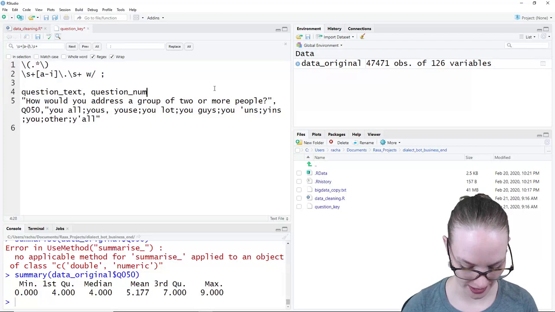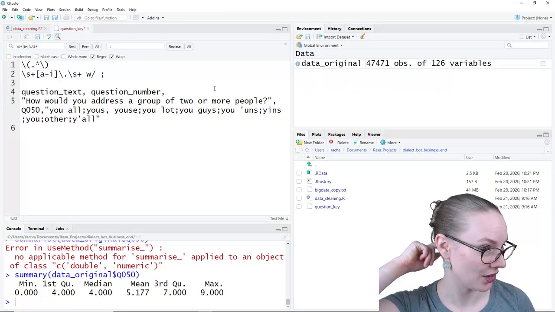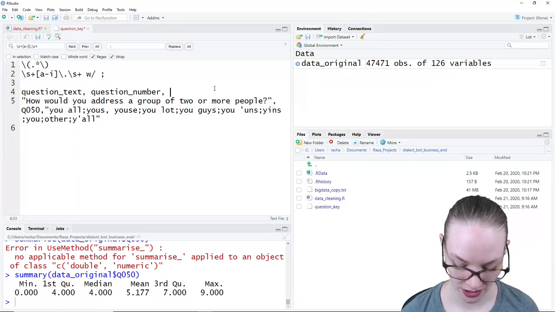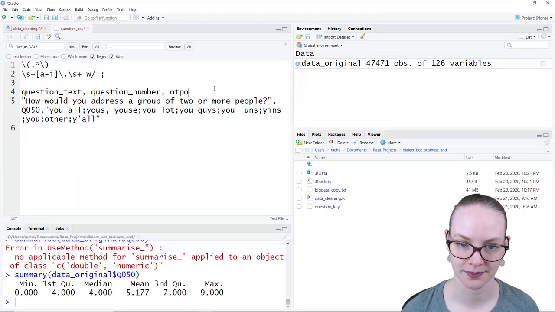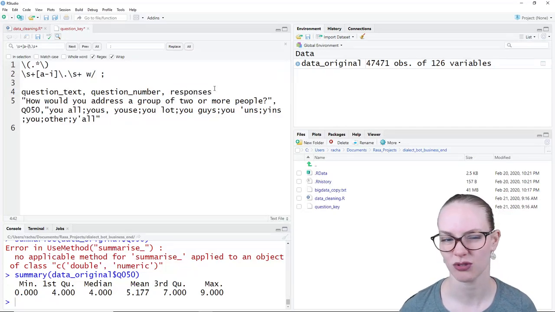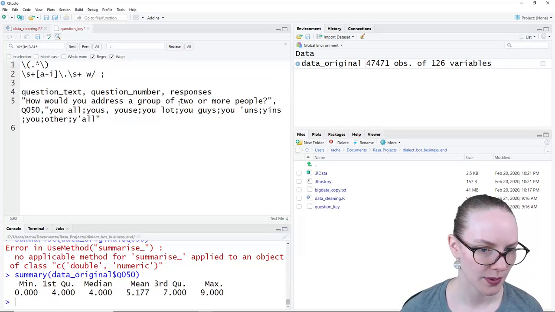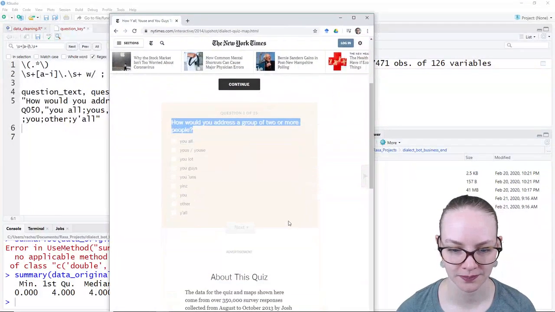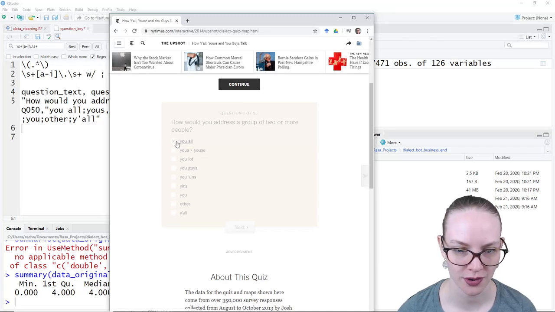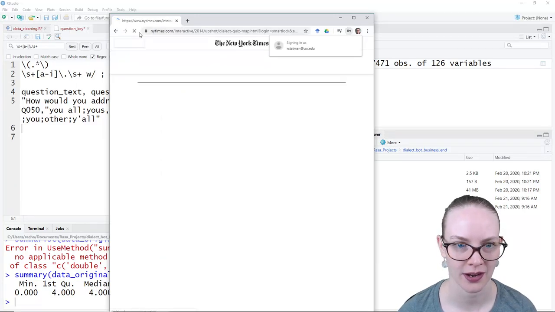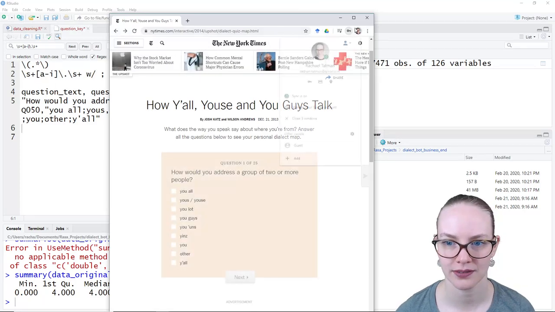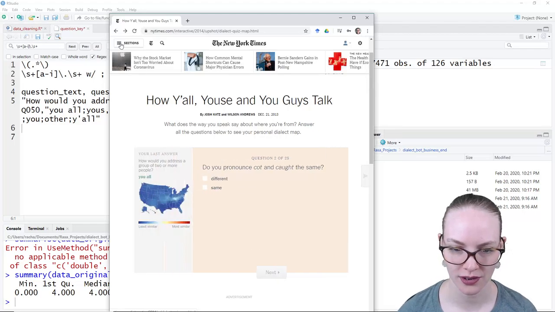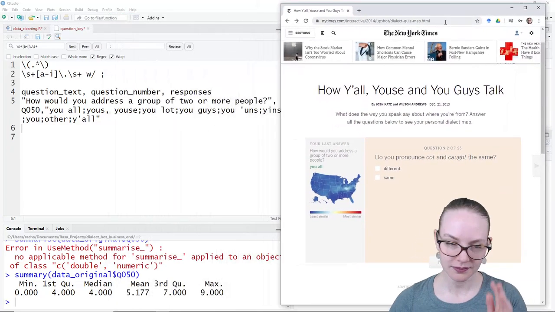But I am a big fan of statistics, so R is a good thing to know if you're doing a lot of statistics. Question text, question number, and the options. Responses. All right. Fabulous. Okay, so I have the New York Times here. I'm just going to answer the quiz as we go through. Continue. Oh, no, you need to... okay, I think we're good. You all, excellent. Next. Next question.